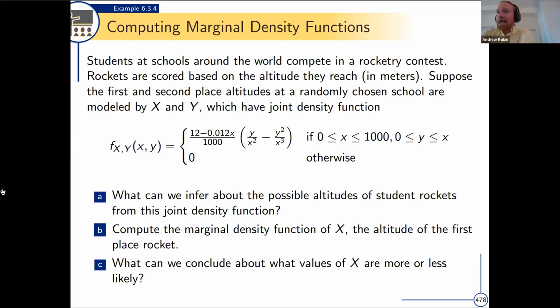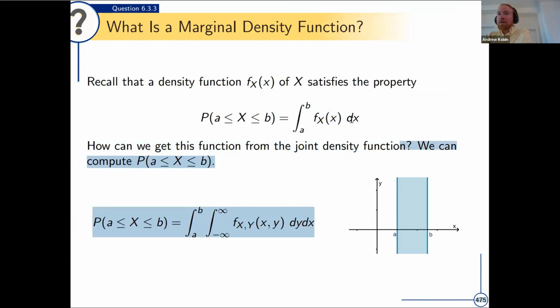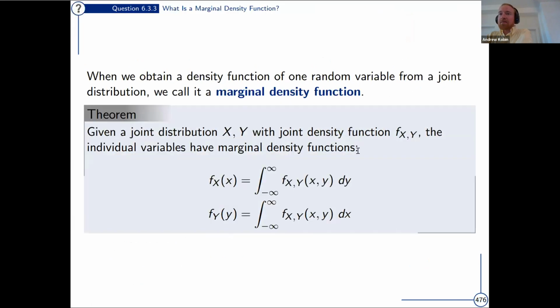Other things you could ask in this situation are, what about the marginal density function for y? Namely, if we just focus on possible second place altitudes, can you write down a single probability density function that measures those? And it's going to be a little more complicated, basically because we'd have to draw this region. This is a triangular region in the xy plane, and compute an improper integral for the x values over this region.